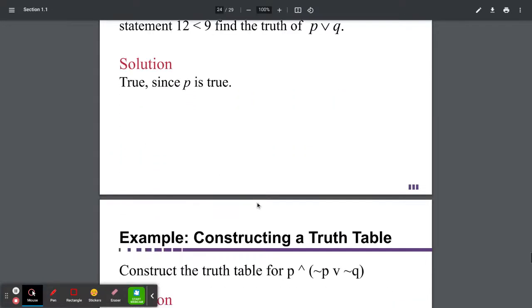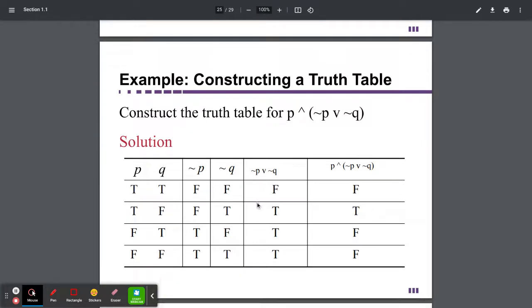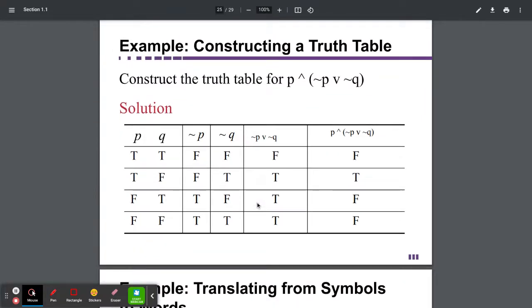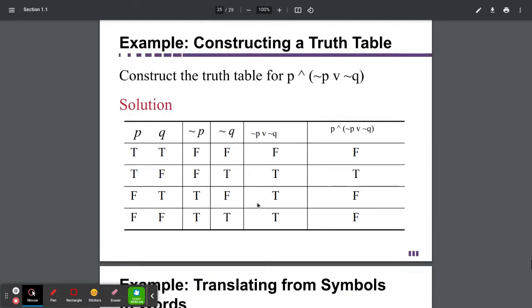Got another example of a disjunction, so constructing a truth table. This is a piece I want to make sure we understand. When we make a truth table, we build our way across the truth table. To get to this compound statement over here, what we need to think about is how do we get there?